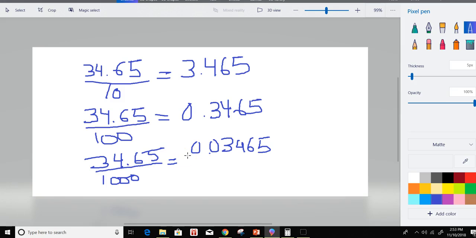Now that we have seen some uses of the power of 10, let's do a normal division without our calculator.